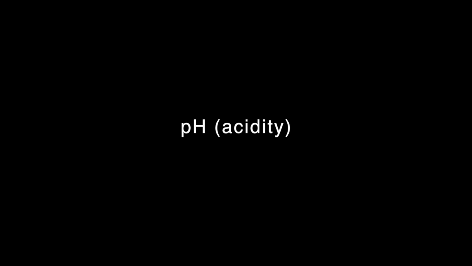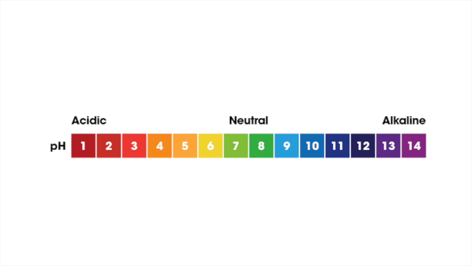pH measures how acidic or basic a liquid is. pH is measured on a scale from 0 to 14, where 0 is most acidic, 14 is most basic, and 7 is neutral. A pH between 6.5 and 8.5 is favorable for supporting life in neutral waters.